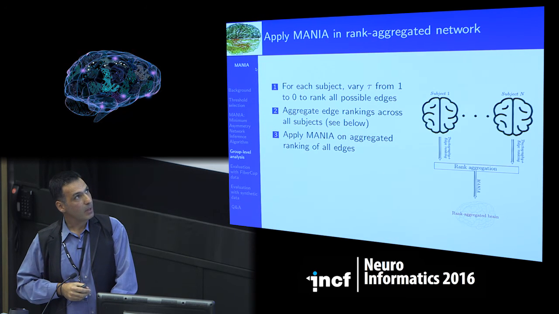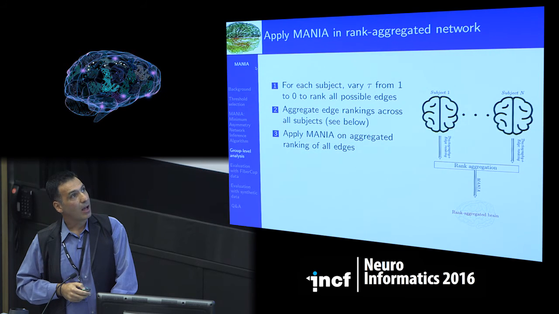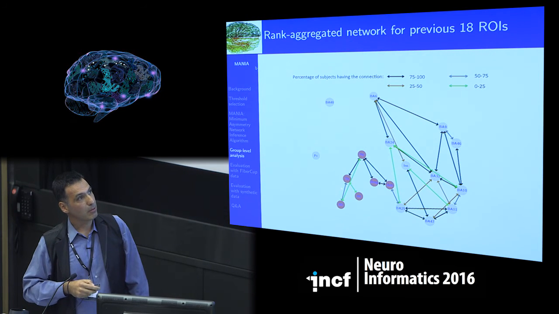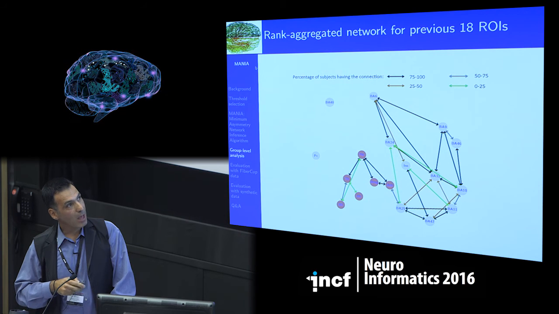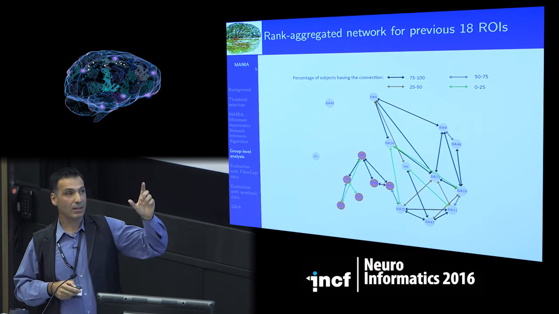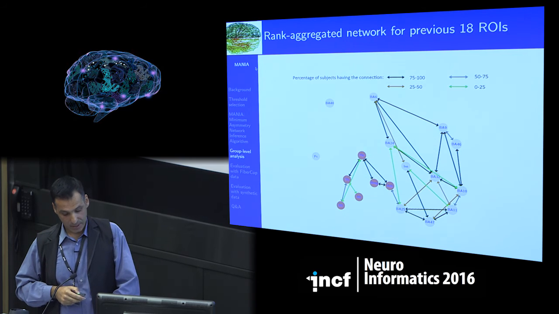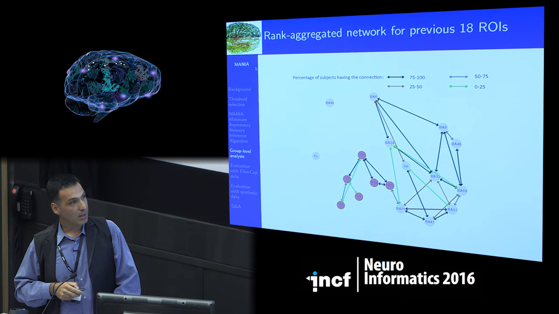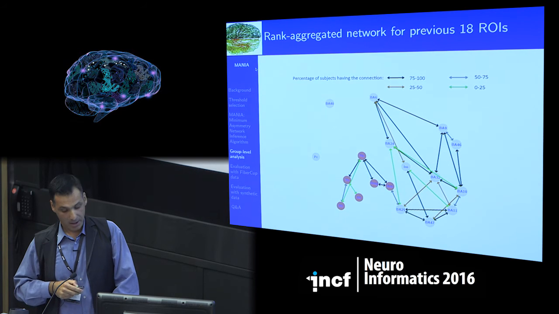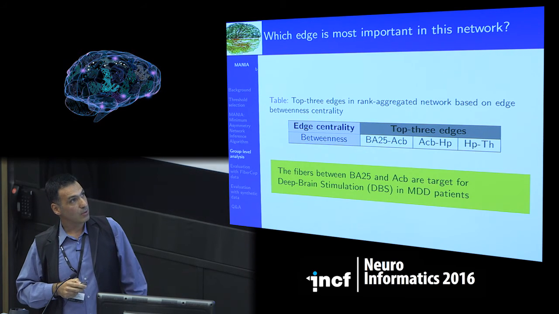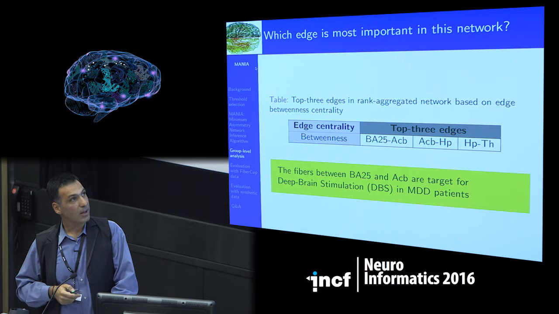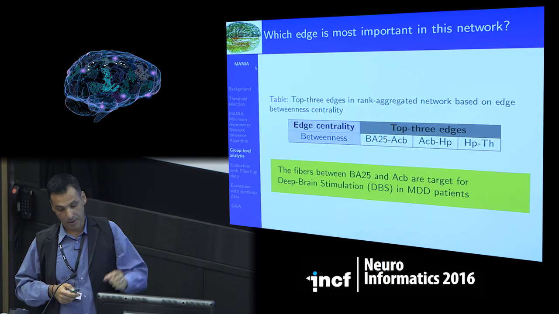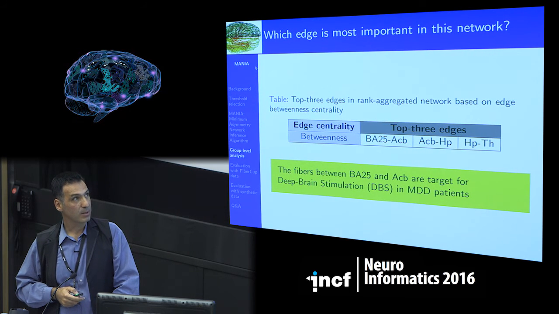So I have 2 more minutes, so let me just show you that if we do that, we get this network, going back to the network for all our 28 subjects. An interesting thing again is that if we analyze this network in terms of how central each of these edges is, this particular edge between the BA25 and the ACB area is basically the edge that shows up as the most central edge in this network. This is a very interesting result because that is one of the fiber bundles that are often the target of deep brain stimulation in depression patients.